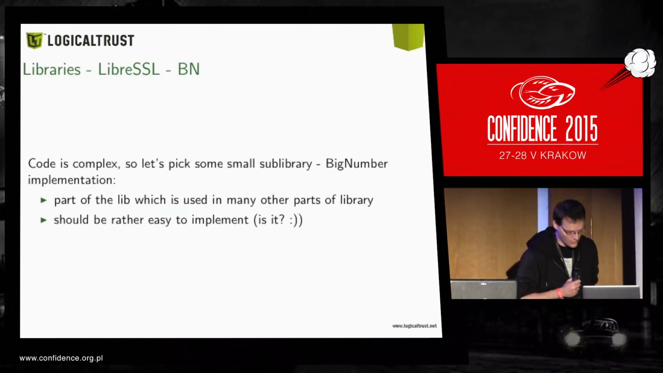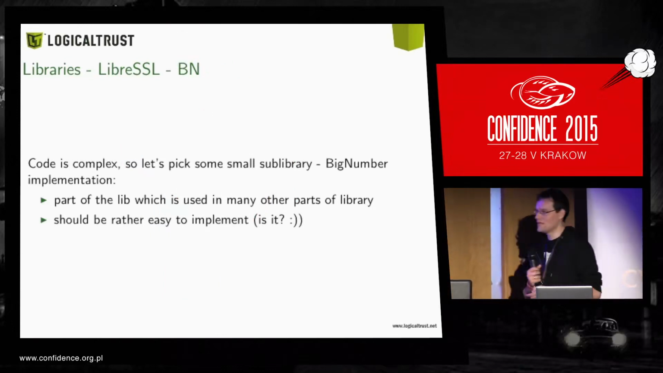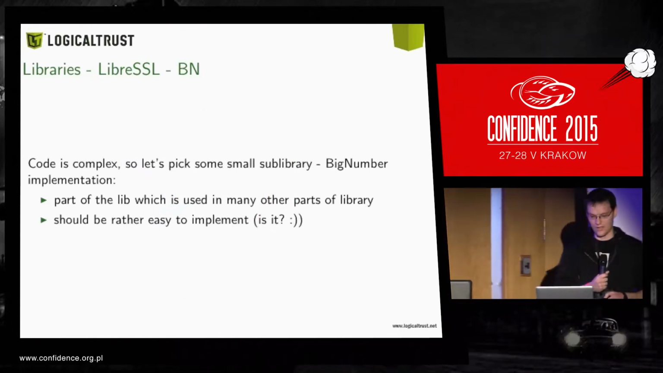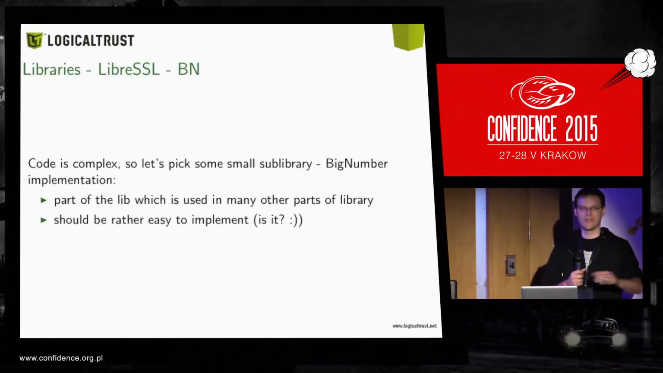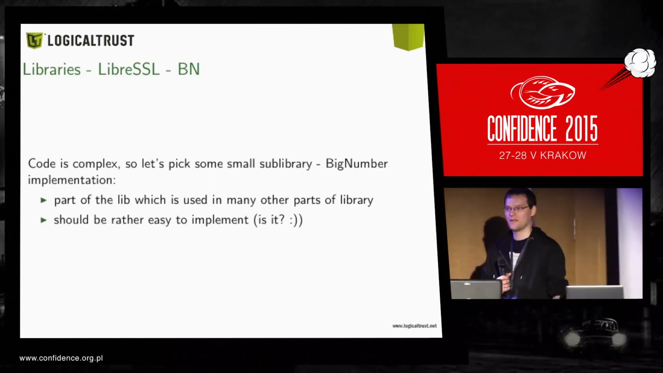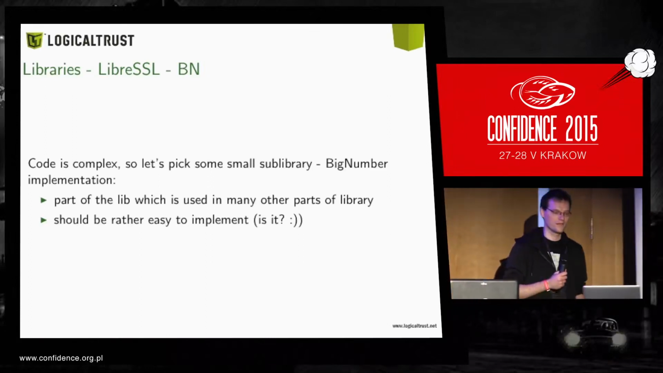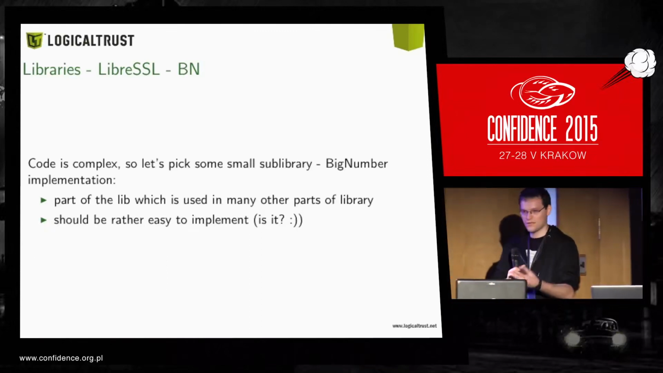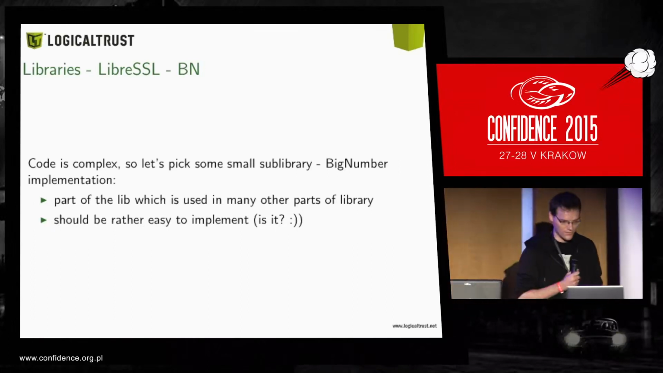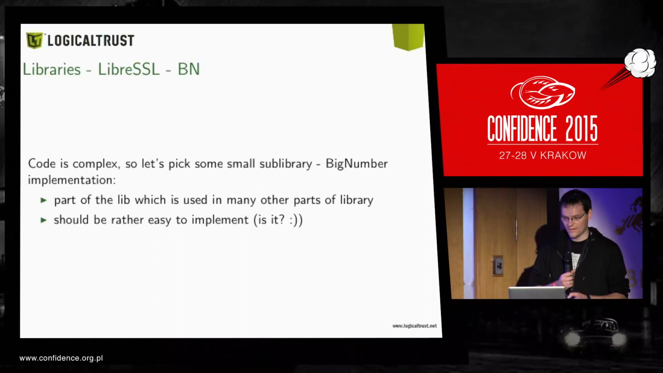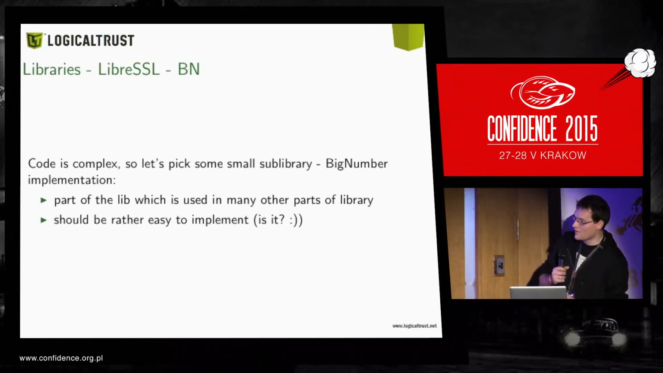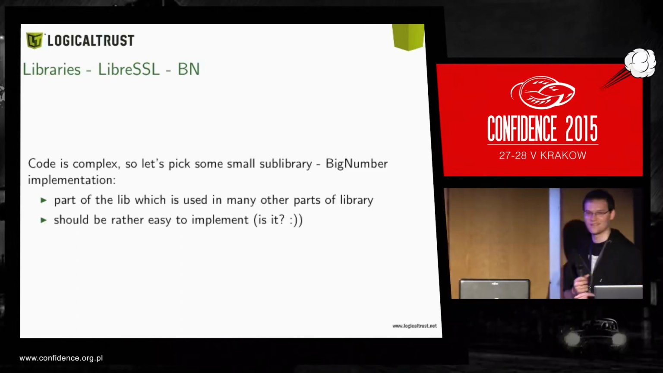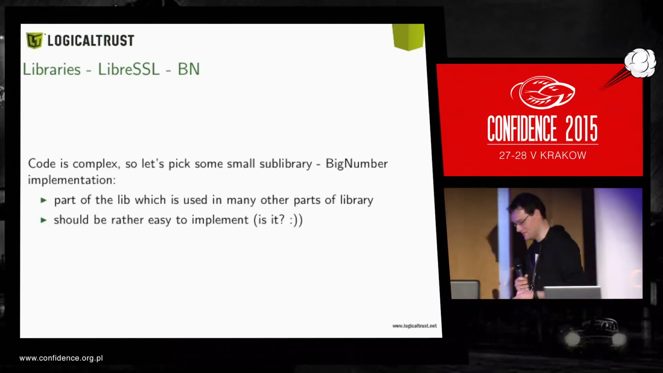So you know, that code is quite big. So I decided to take a look at the small sub-library which implements big numbers, which should be pretty easy. And don't get me wrong, I don't want to blame OpenSSL developers for anything, because I think it's the fault of all of us that we let our security into their hands. Anyway, it should be really easy to implement that code without bugs.